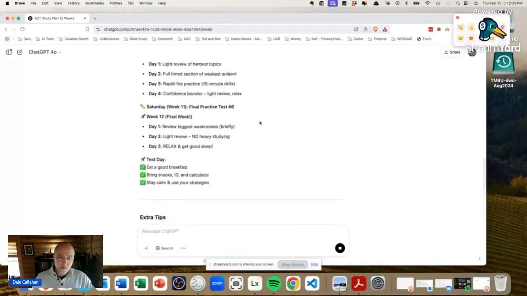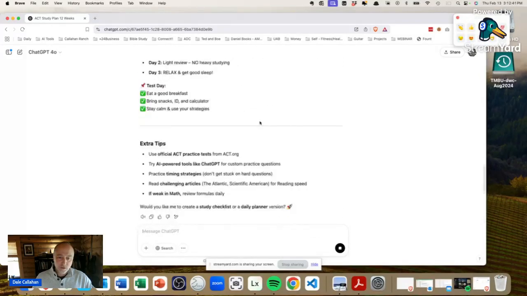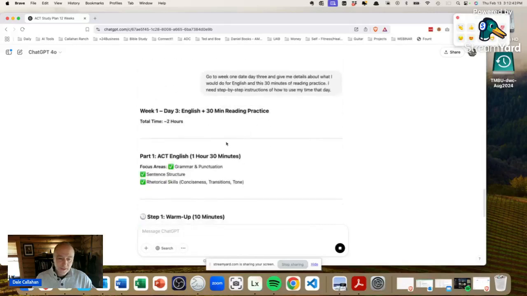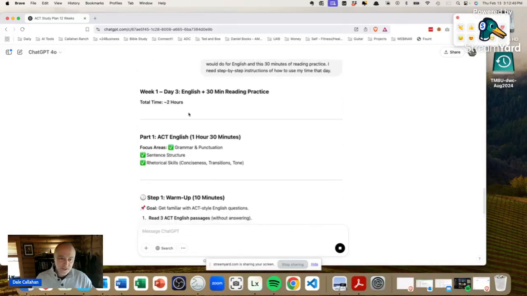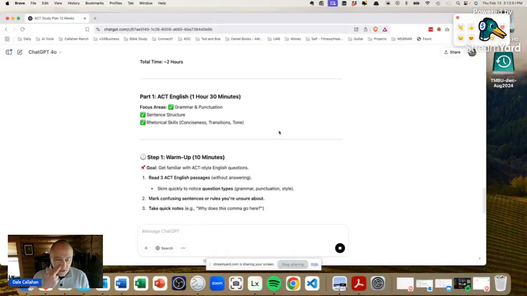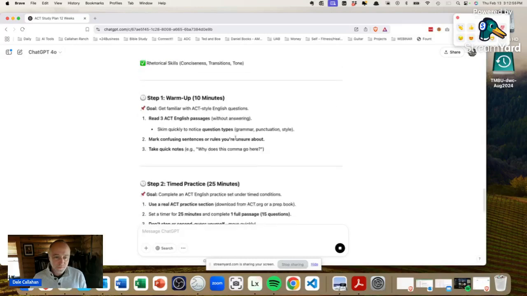And by the way, we didn't go through all this. You can see it goes up to week 12. But now it's filling in my next question. It says, okay, in week 1, day 3, spend 2 hours on English. And here it's telling us what to do. We're going to focus on sentence structure and rhetorical skills. So step 1, we're going to warm up, read 3 ACT English passages without answering them, skim quickly.